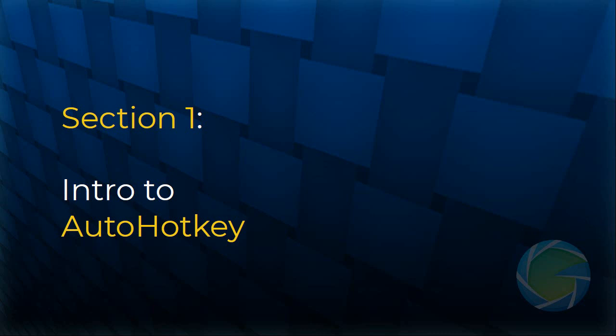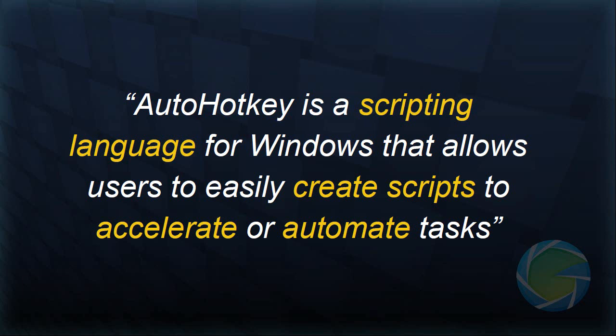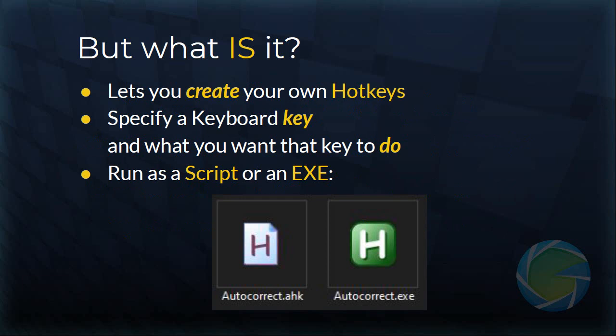So let's start with a basic definition of what AutoHotkey is. According to AutoHotkey's own website, it is a scripting language for Windows that allows users to easily create scripts to accelerate or automate tasks. Okay, but what is it? Fundamentally, it's a program that lets you create your own hotkeys. You can use it to remap hotkeys when that functionality doesn't exist within a program. You can use it to replace uncomfortable or difficult to remember hotkeys. You can also replace hotkeys which are both difficult to press and hard to remember. I'm looking at you, Google Docs, with your Alt-Shift-5 shortcut to put a strike-through effect on text.